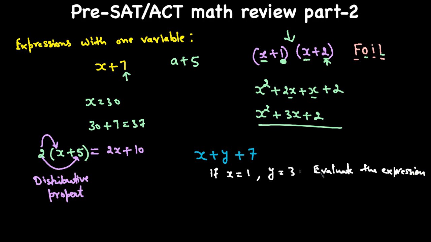So what we need to do is just plug in the values of x and y into the expression and solve it. If x is equal to 1, that means the value for x is 1 and y is 3. So we plug in y equal to 3, and 7 is a constant, so it stays as is. So 3 plus 1 is 4, plus 7 is 11. So that's the answer for this expression. Okay. So the next topic I'm gonna go over is equations.